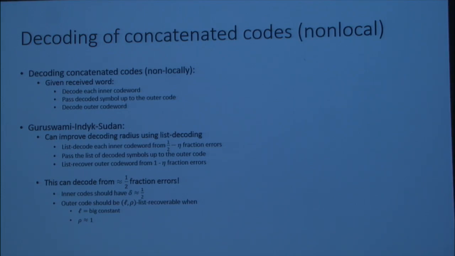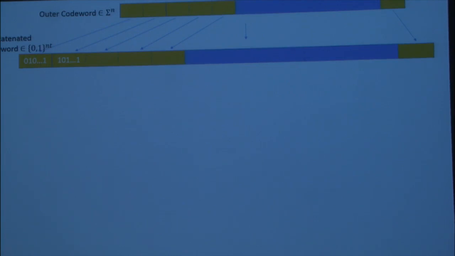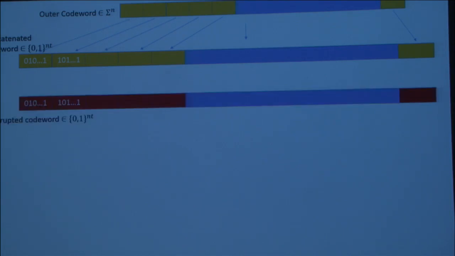We've lost LCC-ness in this combined scheme. How do we get locality out of it? So first, here is the picture of what happened. We had the outer code word. We concatenated each symbol with an independent random code to get a binary output. We concatenated and got this big binary code word.